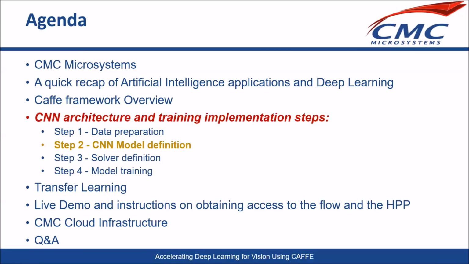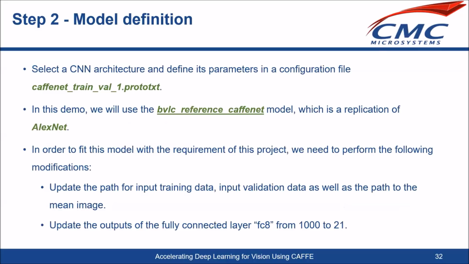Now, once we have prepared the data, we will go to the CNN model definition. In this case, we need to select a CNN architecture and define its parameters in a configuration file. The extension is proto.txt. And in this demo, we show how to change the CaffeNet train val, which is taken from the database of the Caffe Zoo, and do some modifications in order to adapt it to this particular problem.